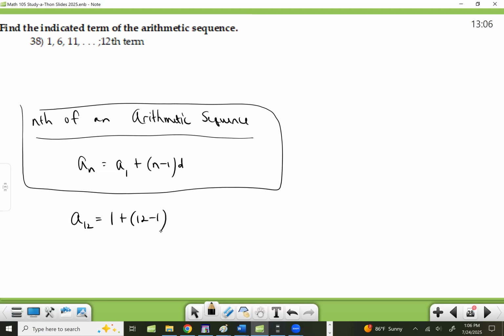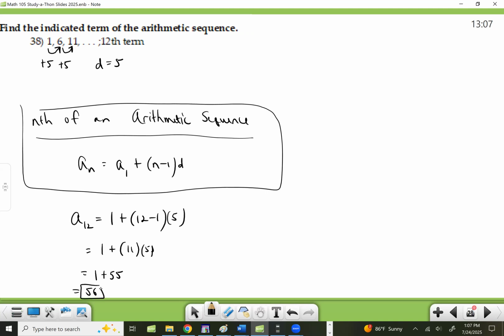Now, the common difference is what you're adding every time. So it looks like we added 5 to get from 1 to 6, and we added 5 to get from 6 to 11. So it looks like our d, our common difference, is going to be 5. So I'm going to put that 5 right here. All right, so if we do the math, 1 plus 12 minus 1 is 11. Whoa, I'm already writing 55, and it should be just a 5. Now remember the order of operations. I've got to multiply first before I do addition. So 5 times 11 is 55, or 11 times 5. And now we end up getting 56.